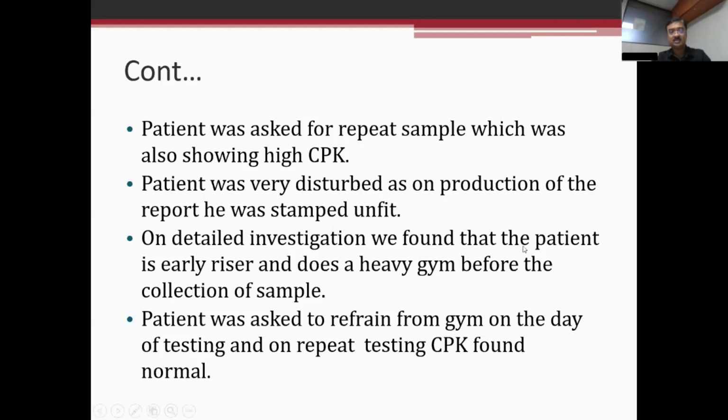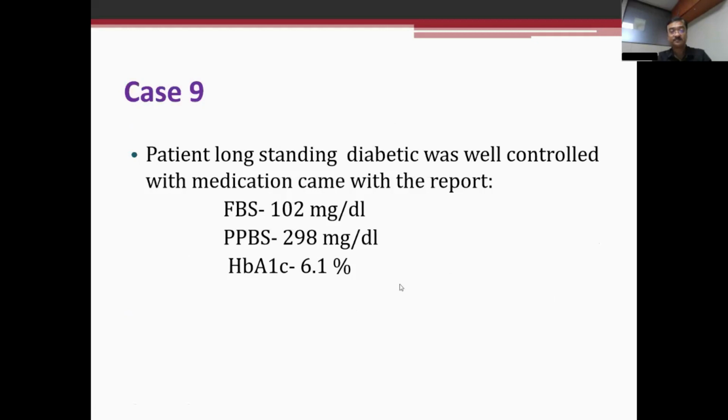Then I said that yes, if you have done a heavy gym, that leads to some of the muscle fibers being broken immediately, and immediately there will be a surge of CPK for a few hours. If you come immediately after gym, you are going to have this CPK. Then I asked him to take proper rest and come in a fasting state and do his CPK. So these are small but inevitable factors that do happen when we face such situations. This is also a pre-analytical error where patient preparation matters.